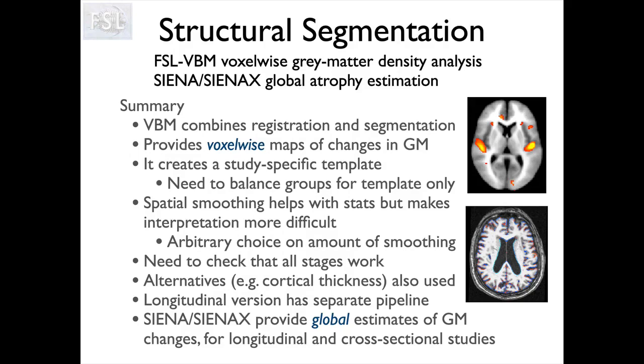There are also alternatives to VBM, such as looking at cortical thickness within the outer cortex. If you want to do longitudinal, there's a separate pipeline or modifications of the VBM pipeline to do that. And there's also a way of estimating global changes in grey matter, or global amounts of grey matter, using the SIENA or the SIENAX tools for longitudinal and cross-sectional studies.